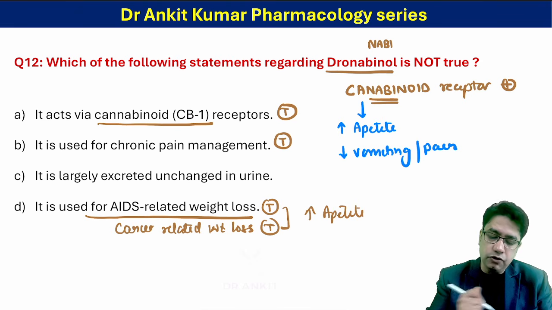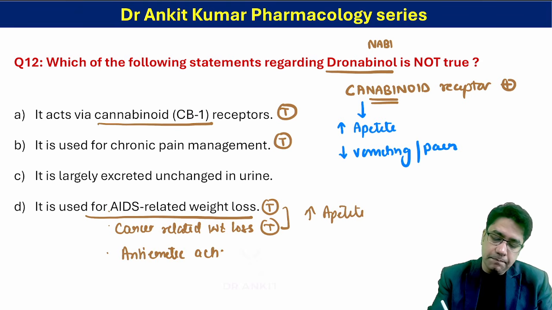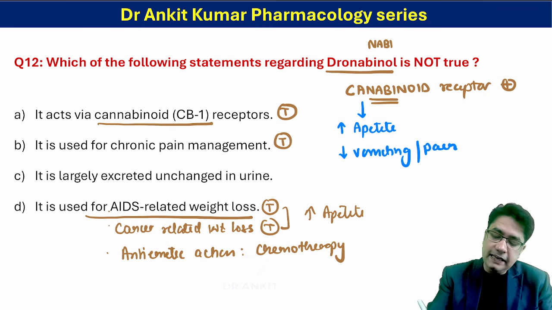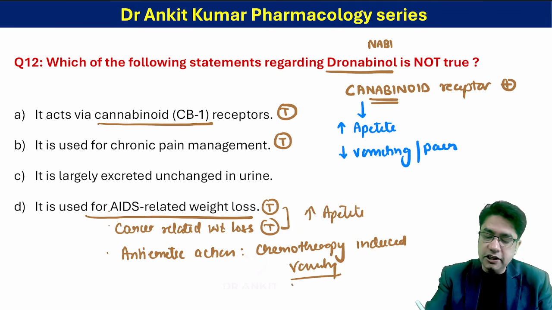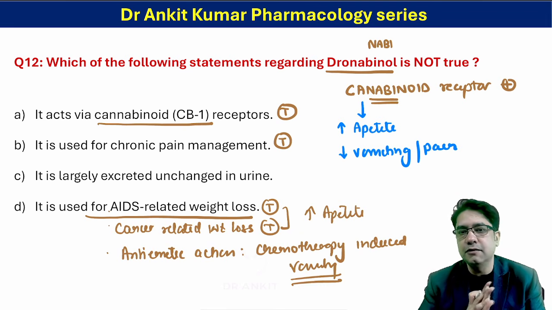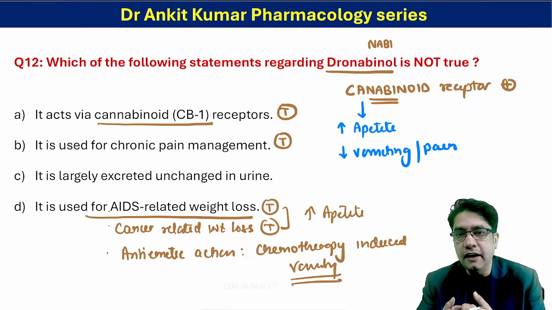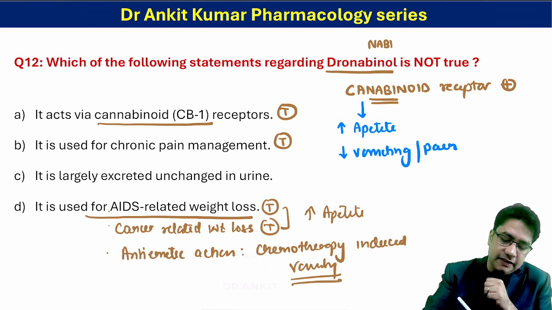Another very good use of dronabinol is that it also has anti-emetic action. It suppresses vomiting. That is why it is given for chemotherapy, that means anti-cancer drug induced nausea and vomiting. So if a patient is taking an anti-cancer drug like cisplatin, there is a lot of vomiting, we can give dronabinol. So the false statement is C.